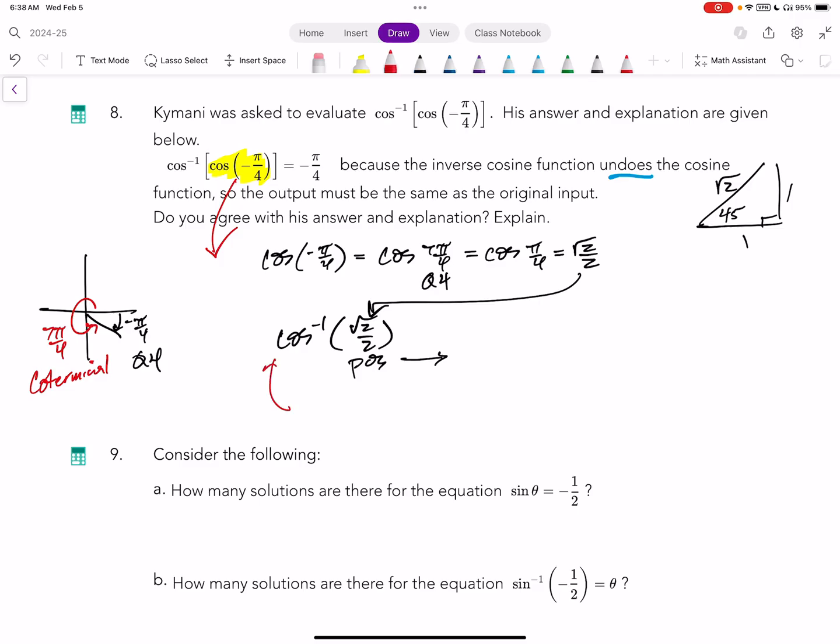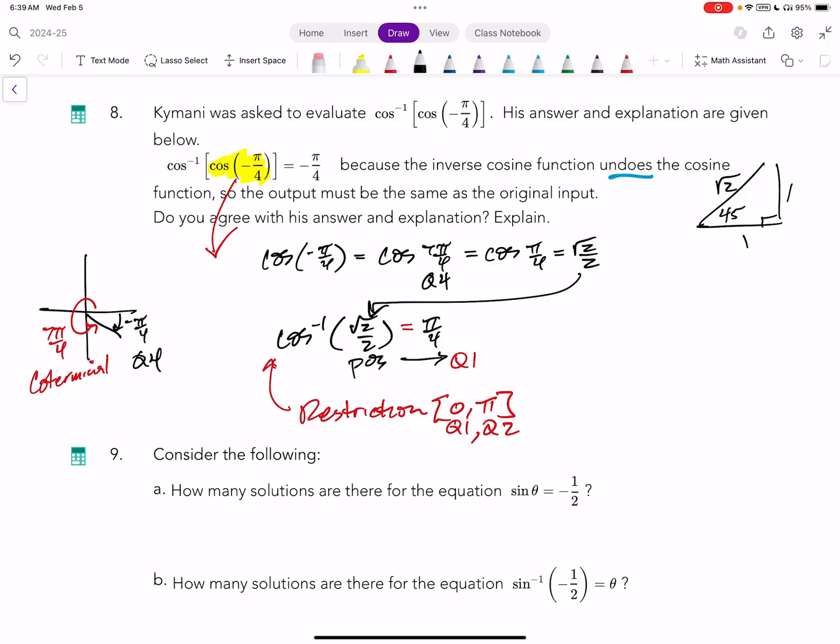So again, the restriction on this, let me just refresh your memory here, is from 0 to pi, which puts us in either quadrant 1 or quadrant 2. And because it's positive, we're looking for a quadrant 1 angle. So this has to be equal to, well, what? The inverse cosine of root 2 over 2. You're thinking of an angle that produces that number. And because we already did that, this has to be pi fourths, because the cosine of pi fourths equals root 2 over 2.